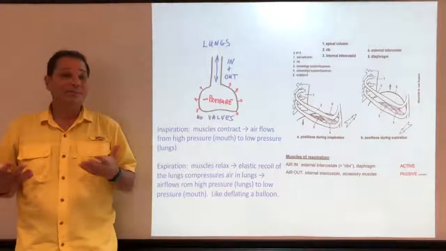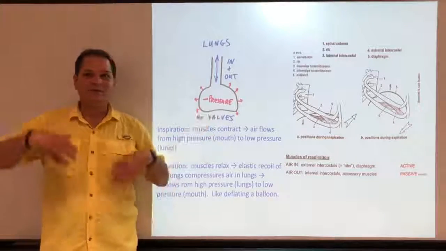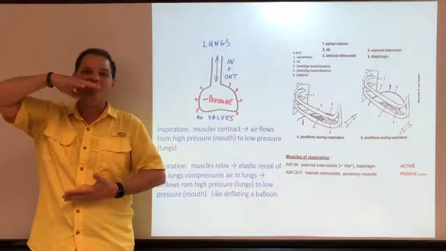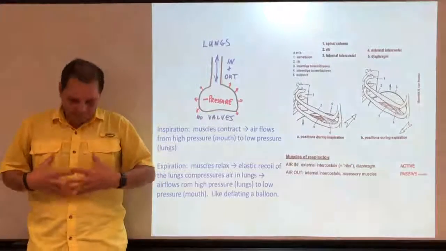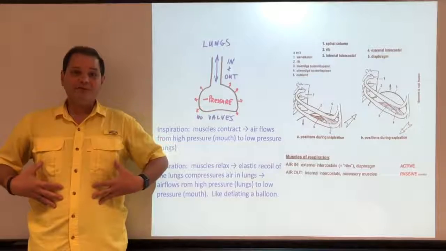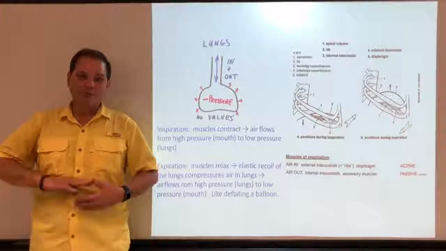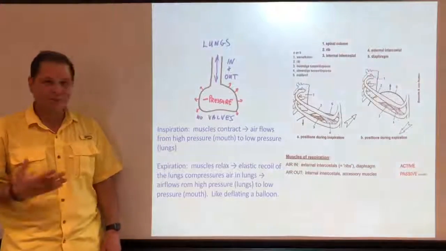So air is like blood. It flows from high pressure to low pressure. In this case, it's flowing from high pressure at your mouth, which is atmospheric, to low pressure in your lungs. Because when you expand the chest cavity, you actually drop the pressure in the chest cavity. It actually generates a negative pressure. And so air will flow from the mouth into the negative pressure into the lungs, okay? From high pressure to low pressure, that's inspiration.